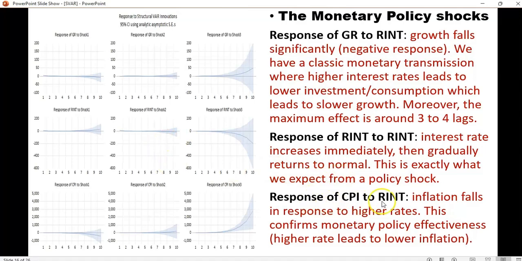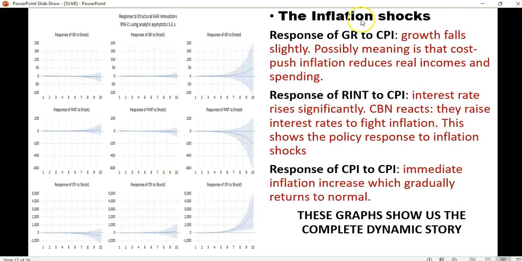The response of CPI to real interest rate is that inflation falls in response to higher rate. This confirms monetary policy effectiveness, where higher rate leads to lower inflation. And then for the inflation shocks, we see the response of growth to inflation CPI: growth falls slightly, possibly meaning that cost-push inflation reduces real income and spending.